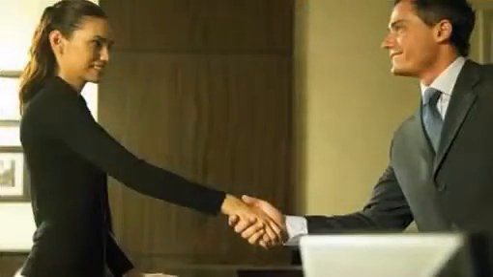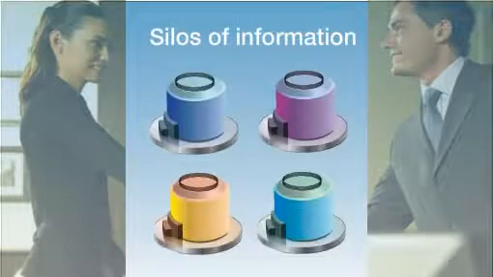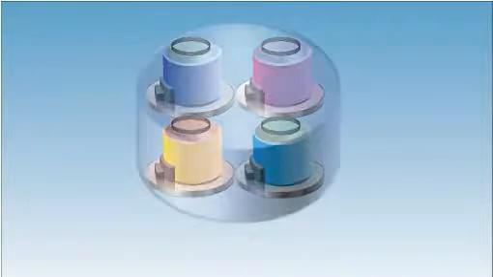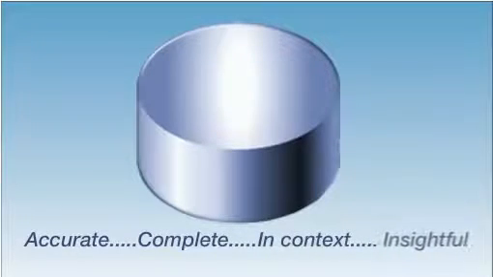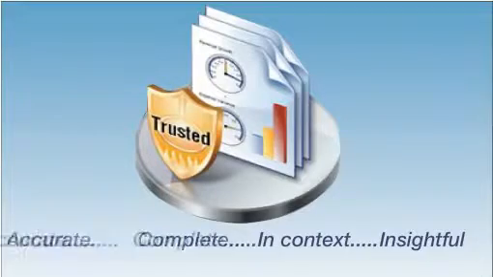Having customer and business information in individual silos creates major obstacles to business optimization. But if your IT department can integrate those silos and deliver information that is accurate, complete, in context, and insightful, you can have the trusted information you need for making better business decisions.